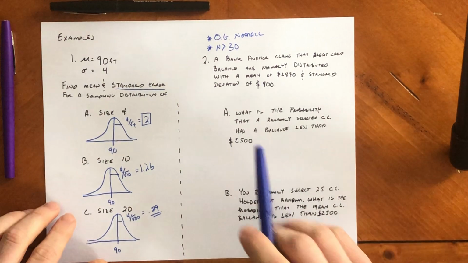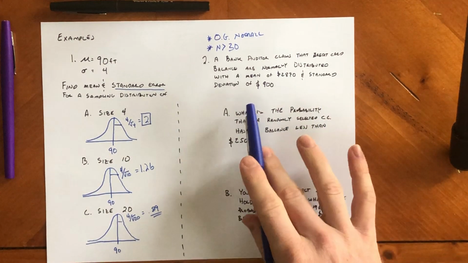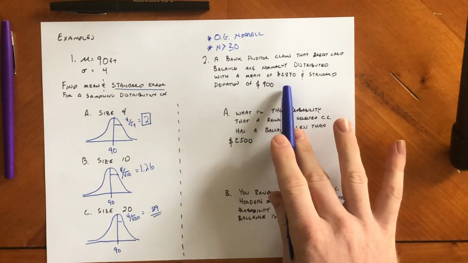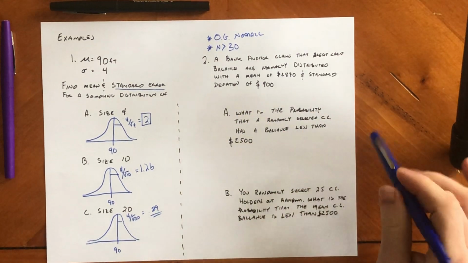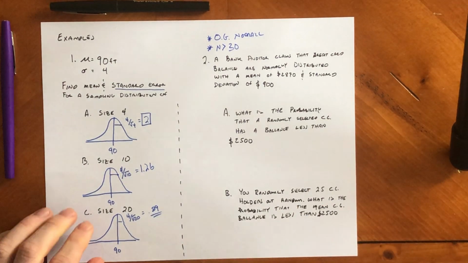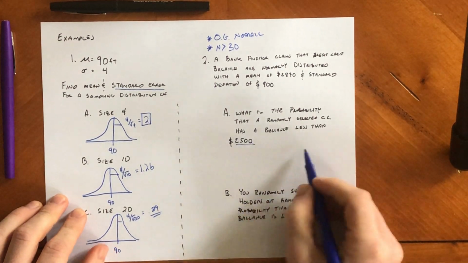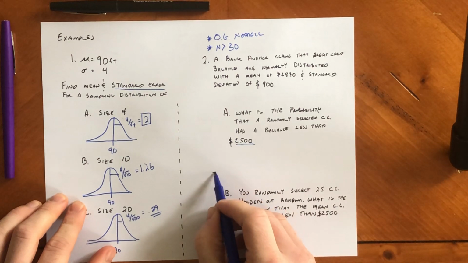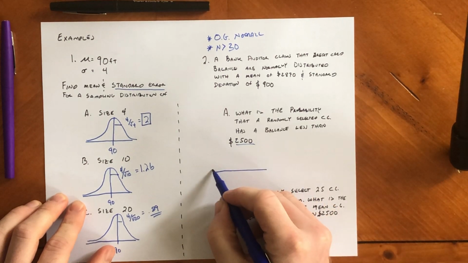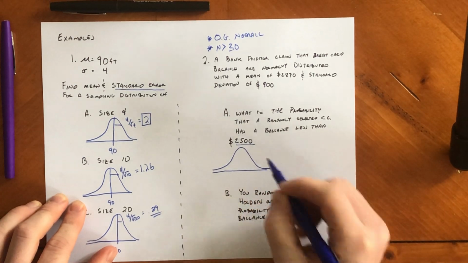Okay, let's do this real quick. A bank auditor claims that credit card balances are normally distributed with a mean of 2,870 and a standard deviation of 900. What's the probability that a randomly selected credit card balance is less than 2,500? So this one, we're not dealing with means, right? So we're actually not going to use the central limit theorem because we don't have a mean to deal with.